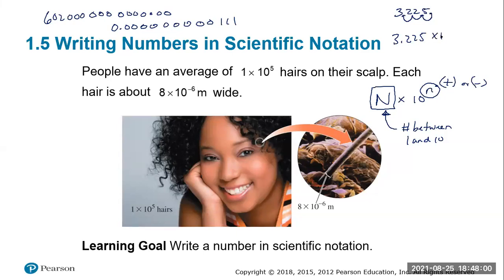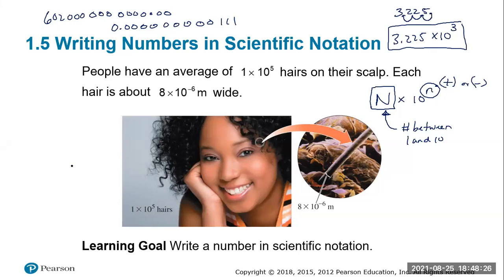I then would write times 10. The exponent up on top is how many places I moved it. I moved it 1 place, 2 places, and 3 places. It would be a positive 3 in this case. Typically, larger numbers have positive exponents. So obviously 3,225 is a relatively large number, greater than 1, and has a positive exponent.